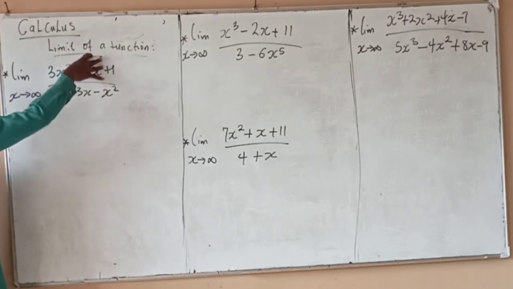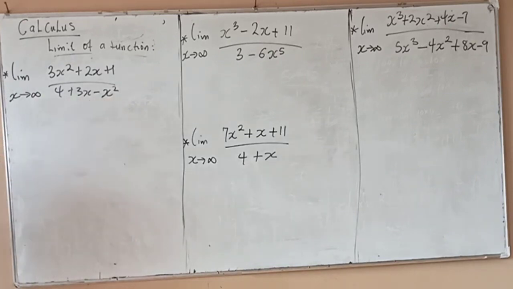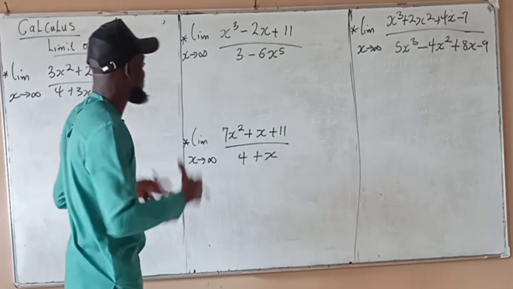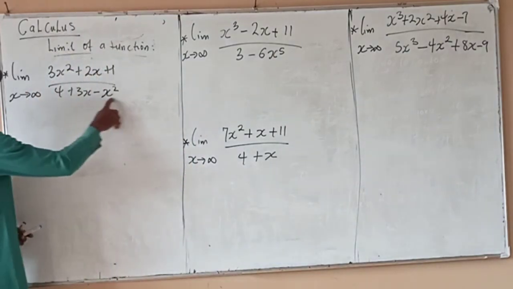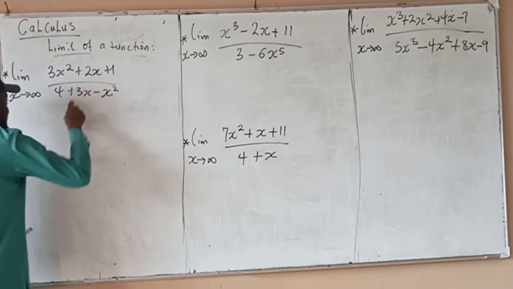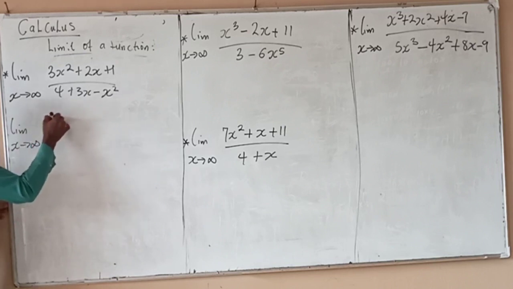What we're going to use is that we should divide both sides by the highest power of x in the denominator, as it is a polynomial. What is the highest power of x here? x squared. We're going to divide both sides now by that x squared. We're going to have the limit as x approaches infinity. So we're going to divide 3x squared by x squared.